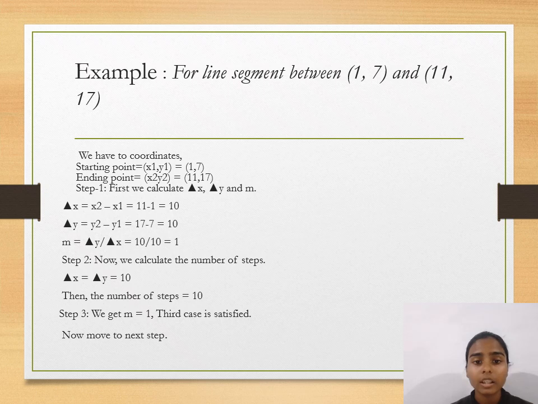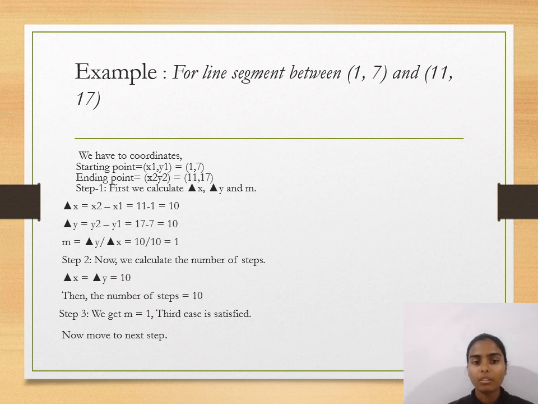First we have to calculate delta x and delta y and m. Now delta x is x2 minus x1. We put the values of x2 and x1 in delta x: x2 is 11 and x1 is 1. Then we find the value of delta x is 10. And now, as usual, we find delta y. We put y2 is 17 and y1 is 7. Now we get the value of delta y is 10.